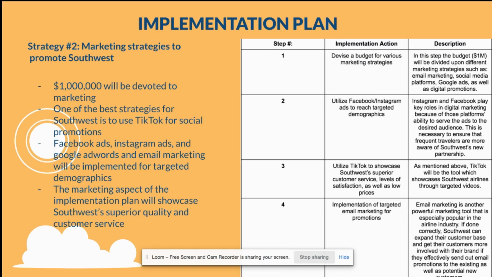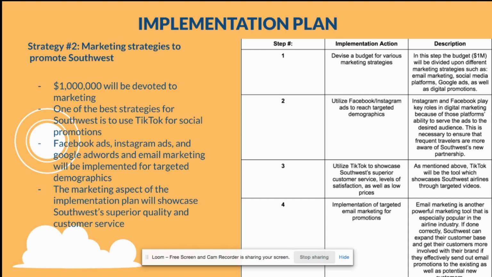Now, strategy number 2, which is marketing strategies to promote Southwest. $1 million will be devoted to the marketing aspect of this new partnership. And one of the best strategies for Southwest to use is TikTok for social media promotions. Facebook ads, Instagram ads, and Google AdWords, as well as email marketing, will be implemented for targeted specific demographics. The marketing aspect of the implementation plan will showcase Southwest's superior quality as well as customer service.